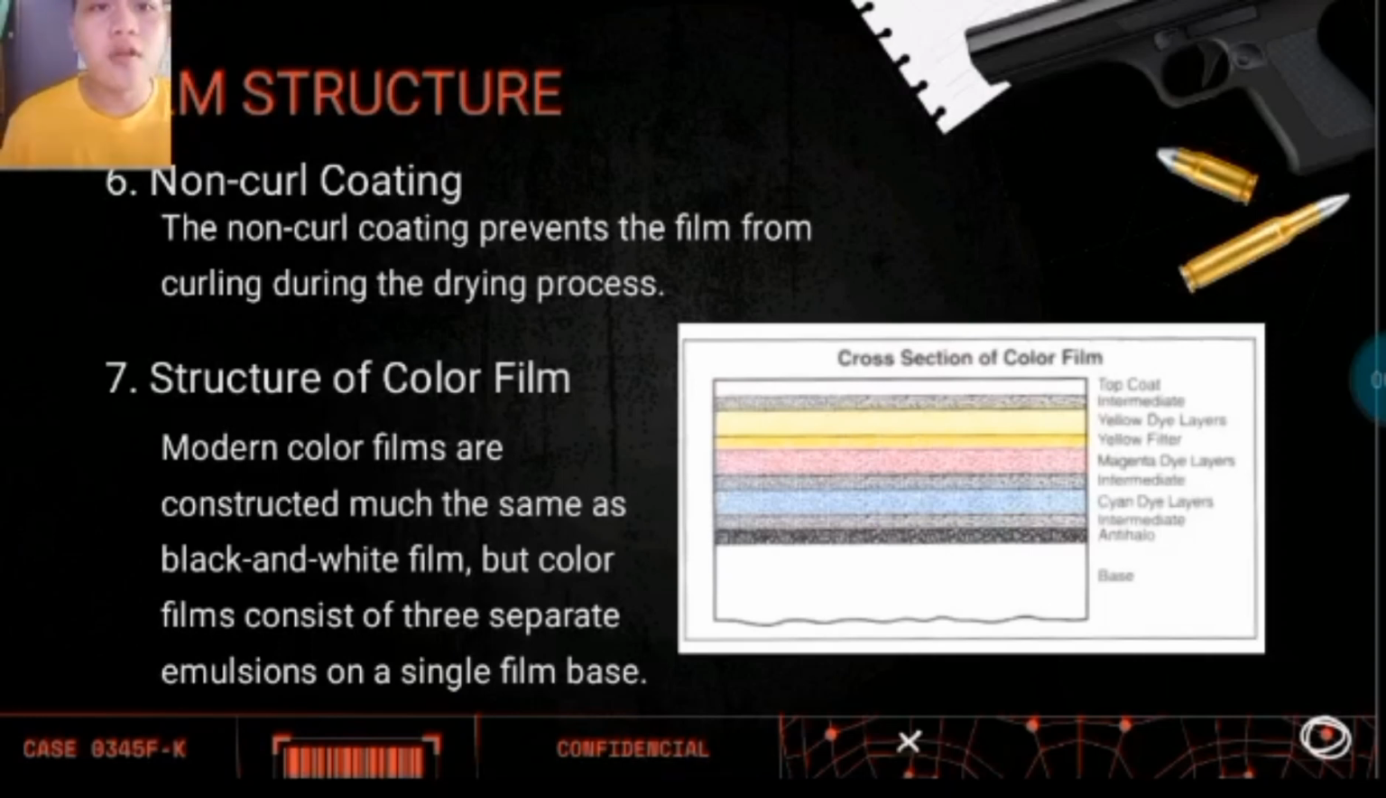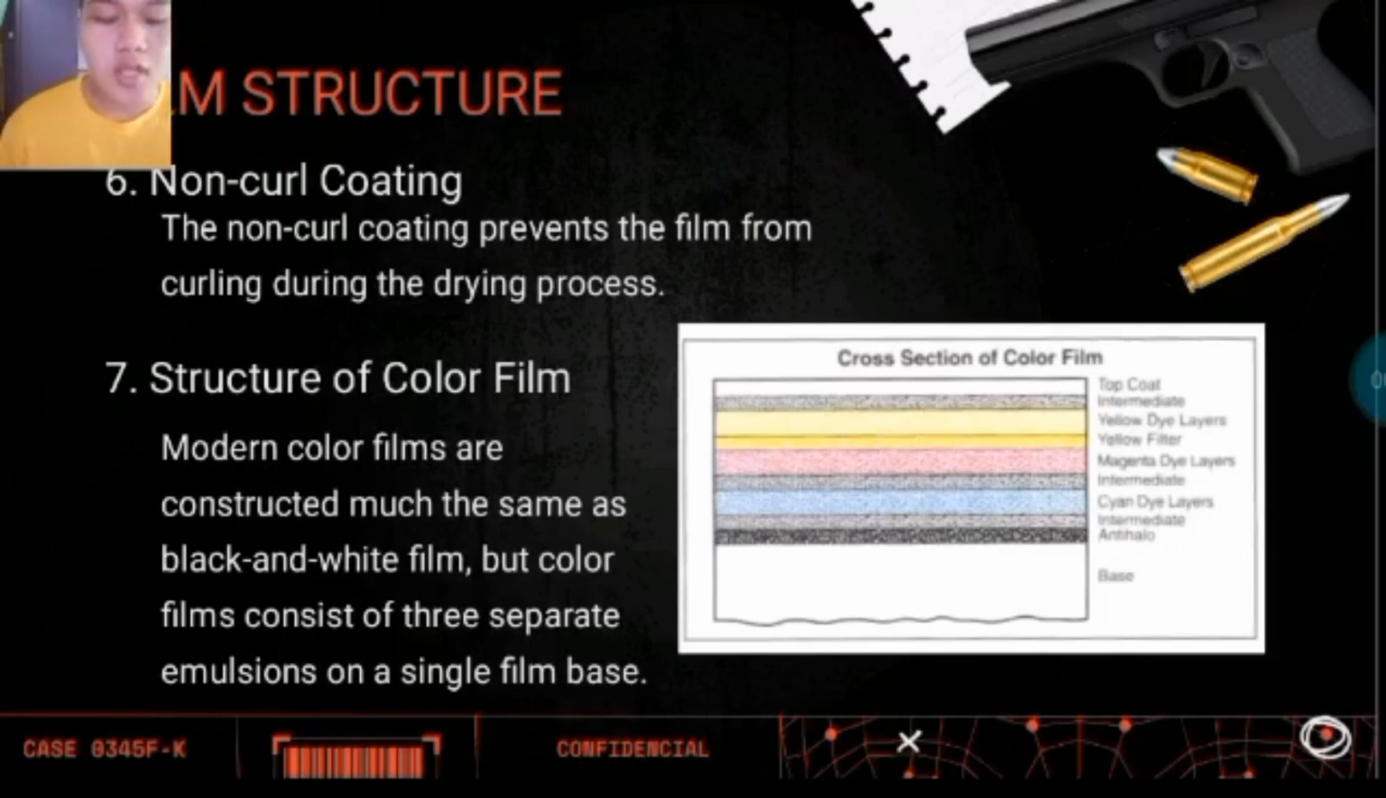So, structure of color film. Modern color films are constructed much the same as black and white film, but the color film consists of three separate emulsions on a single film base. Each of the three emulsion layers records one of the three additive primary colors, which are red, green, and blue.